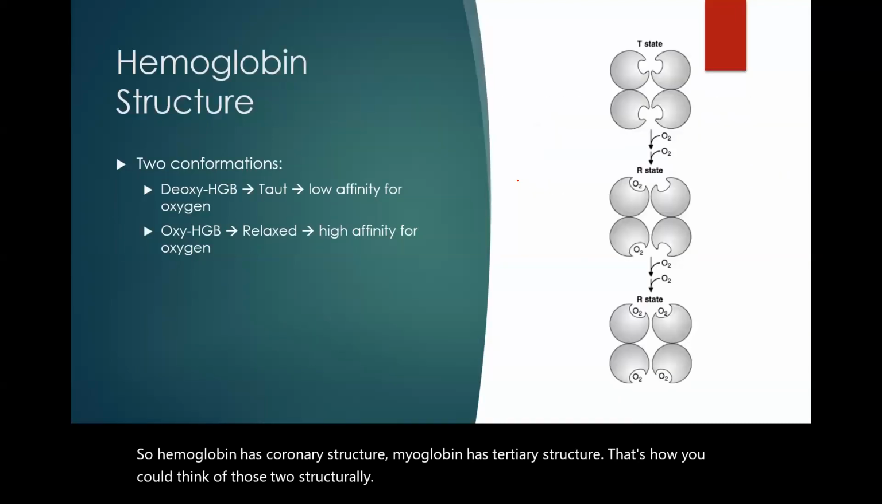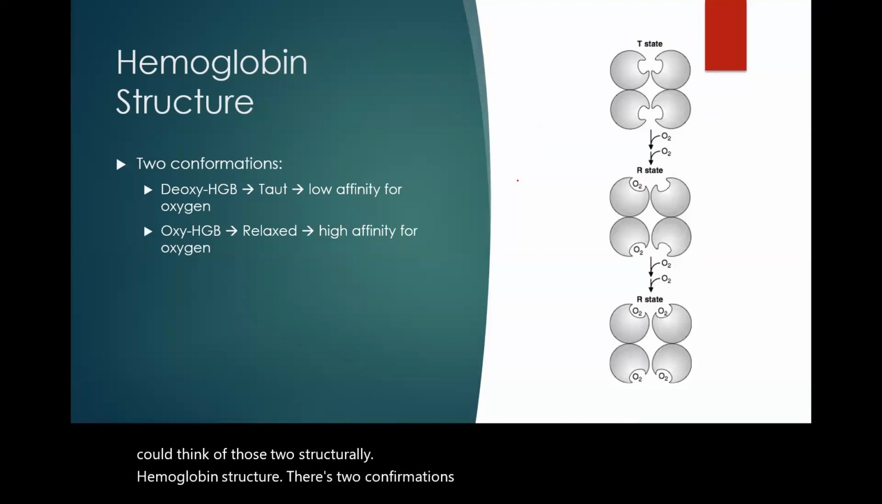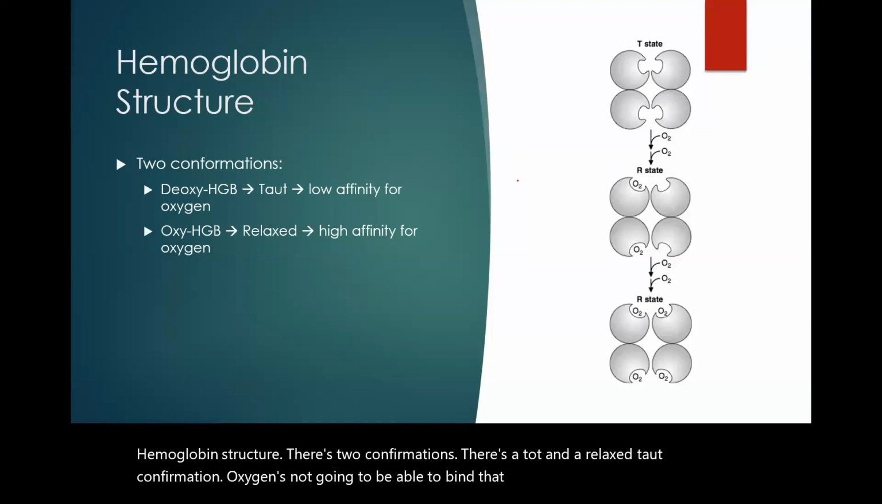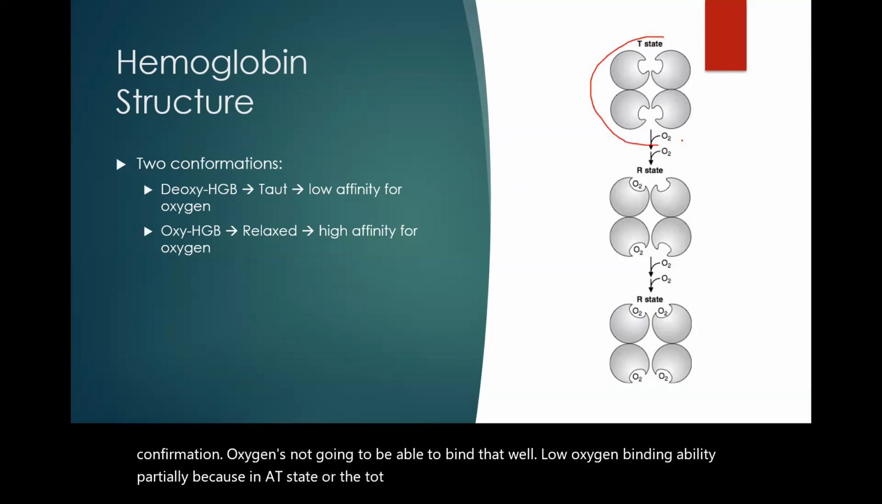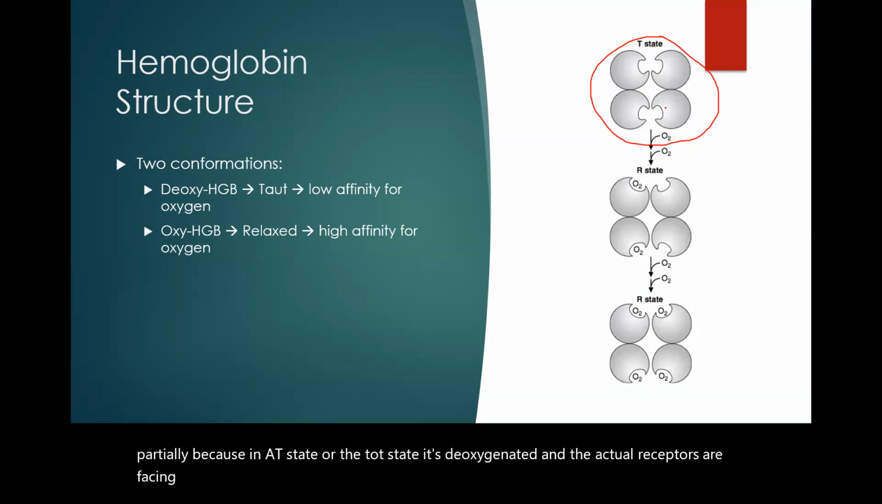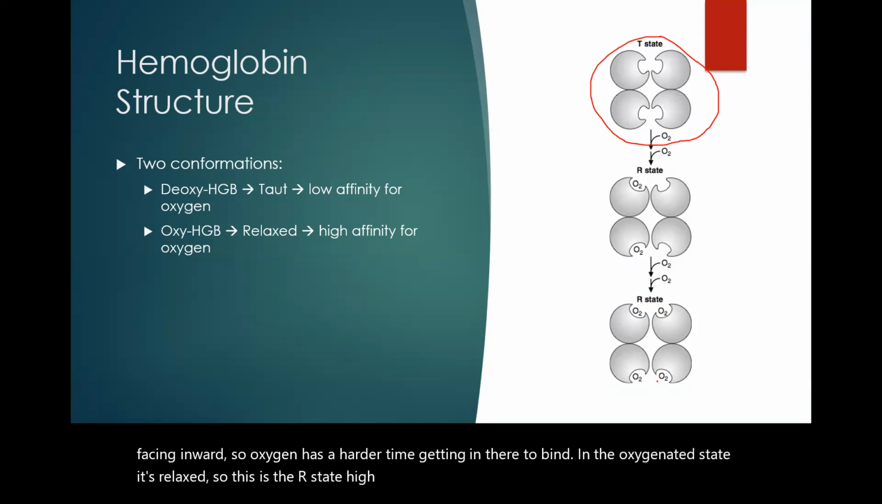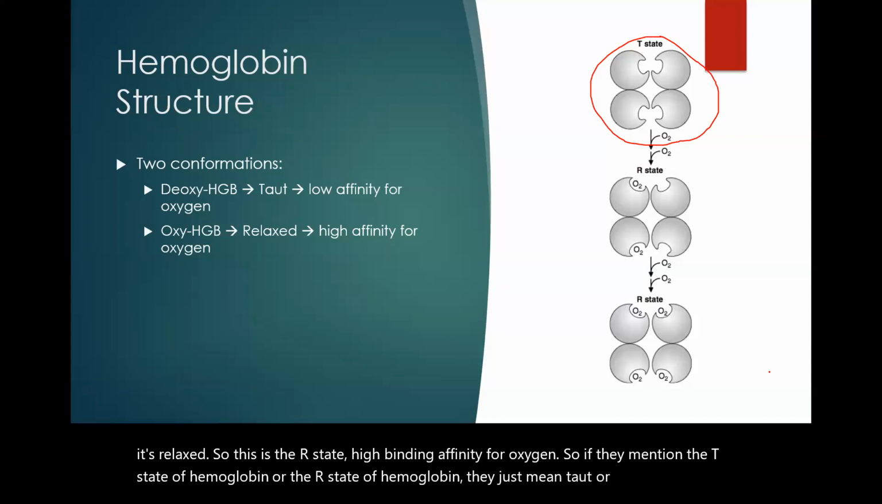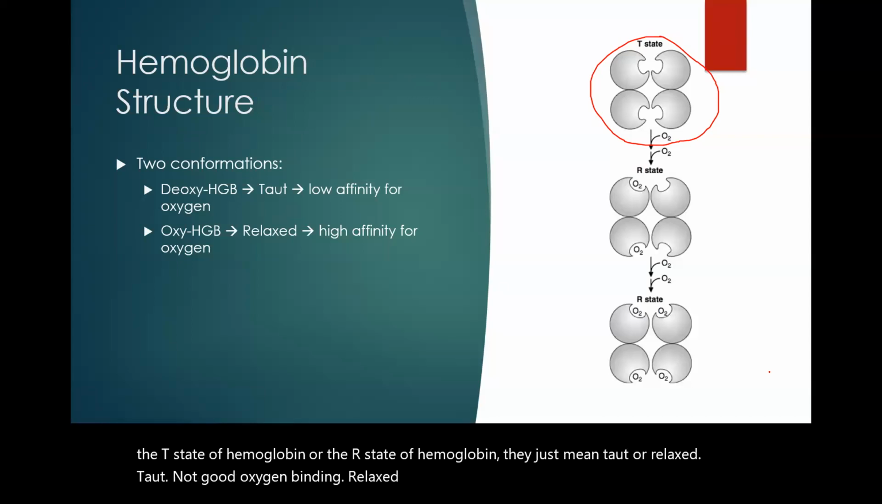Hemoglobin structure, there's 2 conformations. There's a taut and a relaxed. Taut conformation, oxygen's not going to be able to bind that well. Low oxygen binding ability. Partially because in the T state or the taut state, it's deoxygenated and the actual receptors are facing inward. So oxygen has a harder time getting in there to bind. In the oxygenated state, it's relaxed. So this is the R state, high binding affinity for oxygen. So if they mention the T state of hemoglobin or the R state of hemoglobin, they just mean taut or relaxed. Taut, not good oxygen binding. Relaxed, great oxygen binding.